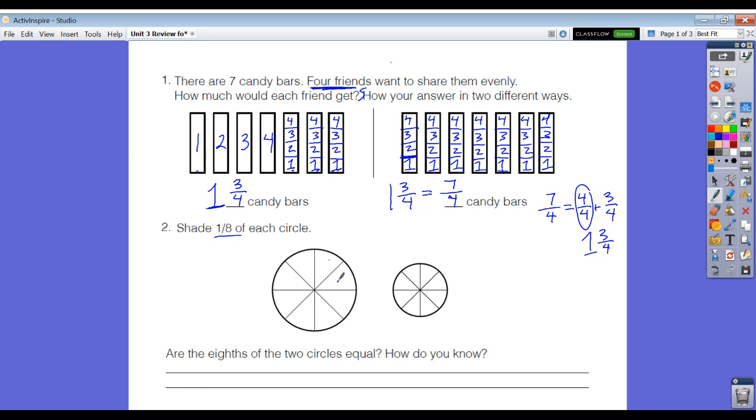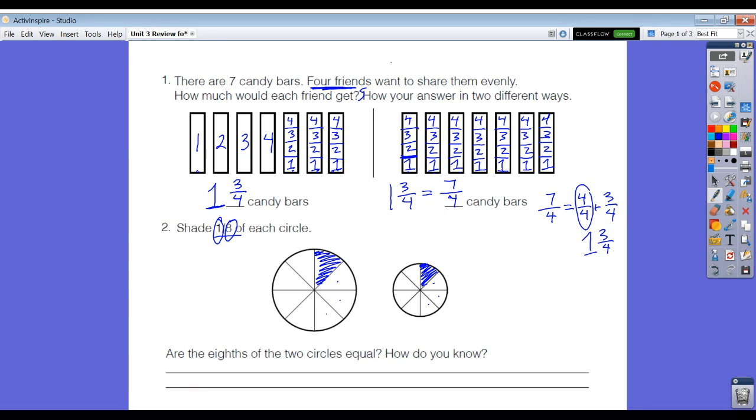Now for number 2, it says shade 1/8 of each circle. Well, that's not so bad because I see 1, 2, 3, 4. I see this circle has 8 pieces. So of the 8 parts being considered, I'm just going to shade in 1. Let's count this one. 1, 2, 3, 4. Okay, good. This one has 8 pieces as well. So of the 8 parts being considered in my denominator, I'm just going to shade in 1 for my numerator. Both have shaded in 1/8.